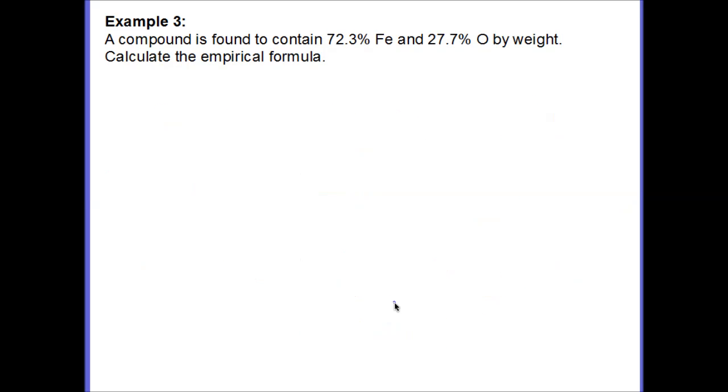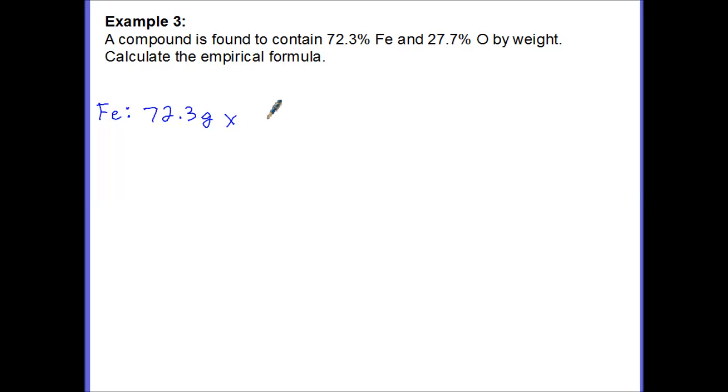Let's take a look at example 3, our last example we're doing. It says the compound is found to contain 72.3% iron and 27.7% oxygen. Calculate the empirical formula. Remember, we like percentages, so if you have percentages, those are the easy problems to do. So for iron, we know that the mass is going to be 72.3 grams.